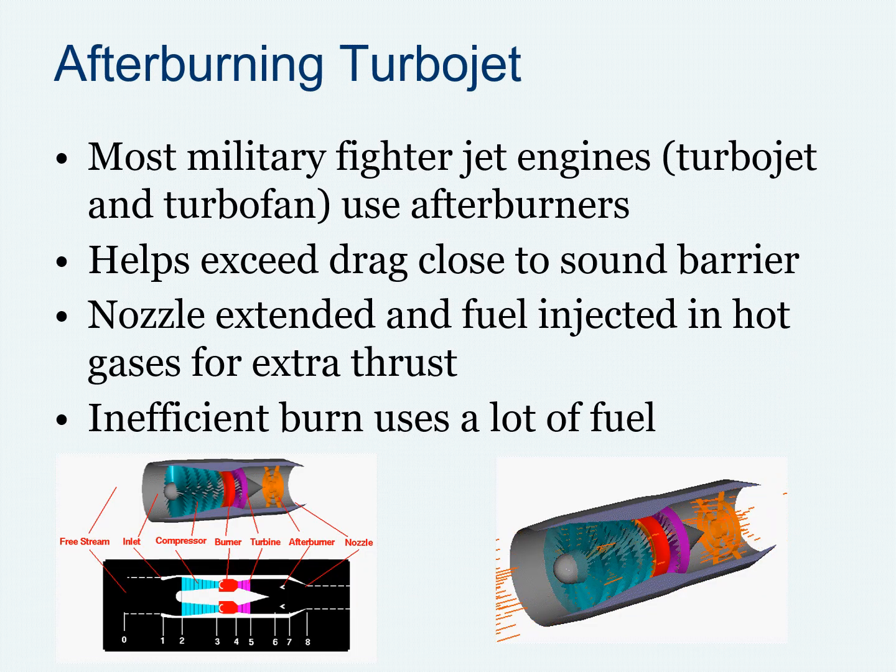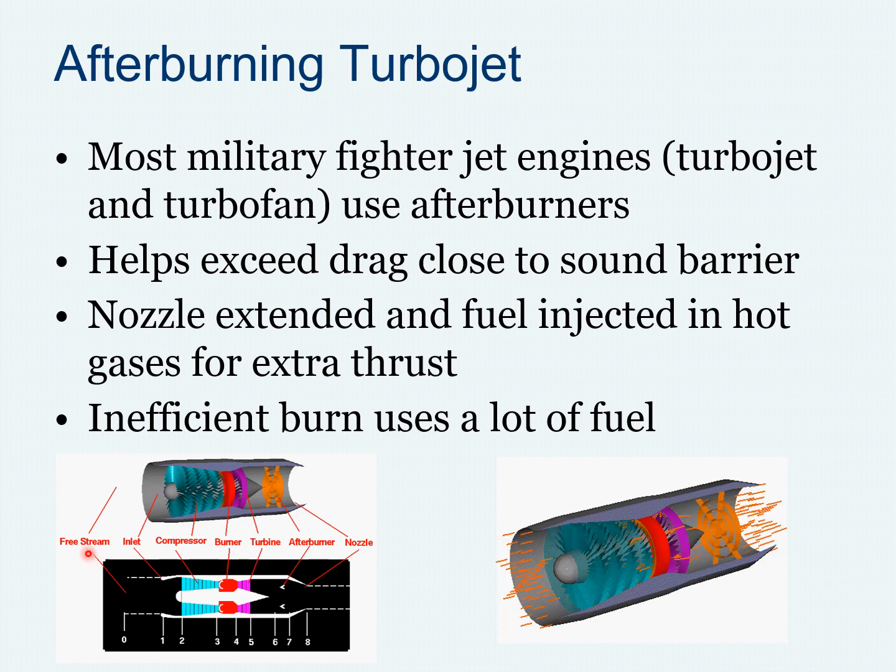And the last one is the afterburning turbojet. Most military fighter aircraft use afterburners. The engines are limited by temperature. That means we have turbine blades. If the temperature increases in the combustion chamber, the turbine blades will be affected. So in the afterburning turbojet, what we do is burn the fuel after the turbine.